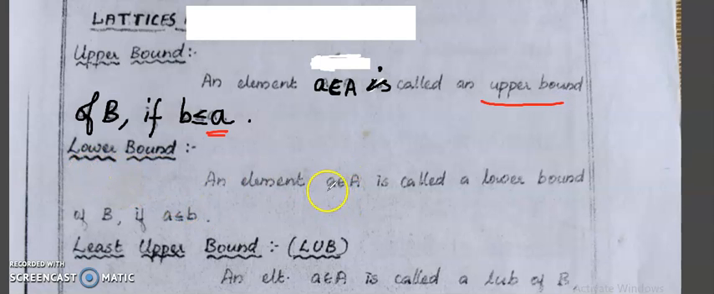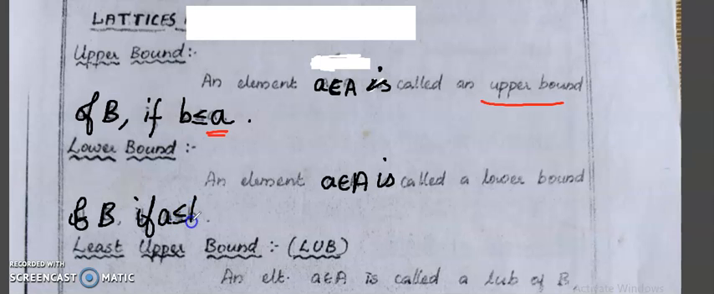Similarly, lower bound. An element small a, element of capital A, is called a lower bound of B if a is less than or equal to b. So here lower bound means this a will always be lesser than any element b. If a is less than or equal to any element b, then this a is called the lower bound of B.